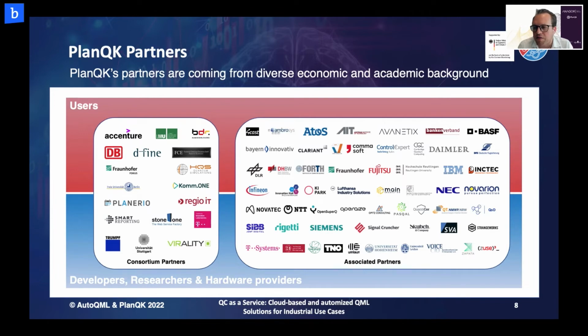And at the same time, we've gathered more than 70 associated partners that subscribe to that vision that I provided you with earlier. From the 19 consortium partners, of which our brand mother, Stone One, is one of them, we are working on more than 30 different use cases that really range across all types of industries, as well as all types of quantum applications, so optimization, simulation, and machine learning.